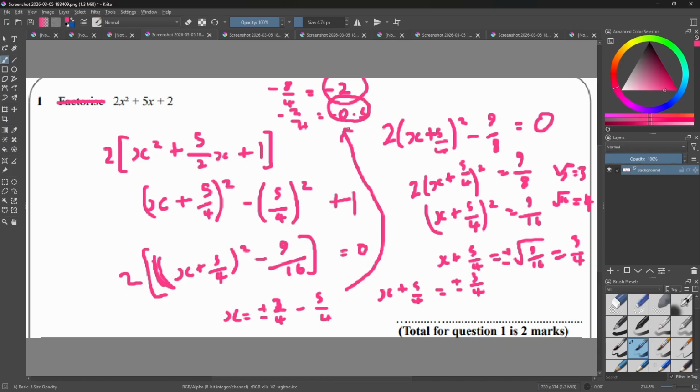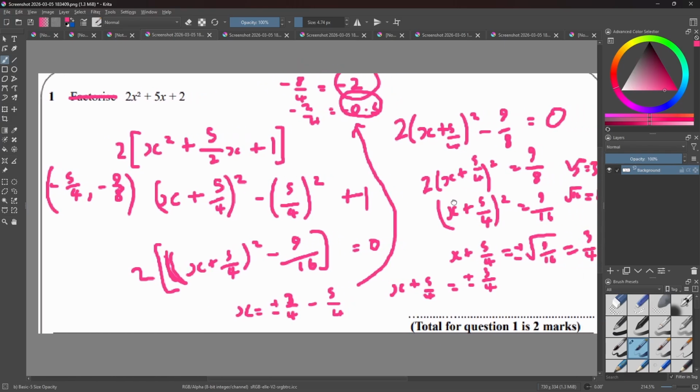So we can use this square form to work out the solutions. And again, we can do the turning point. We have this here. So the turning point is going to be minus 5 over 4, because remember inside, change the sign, minus 9 over 8. And that is that. So there we have it. We have our turning point, we have our solutions, and we're all done.